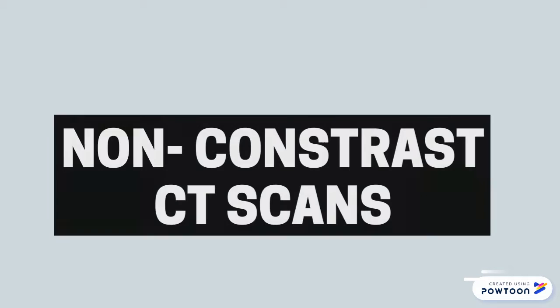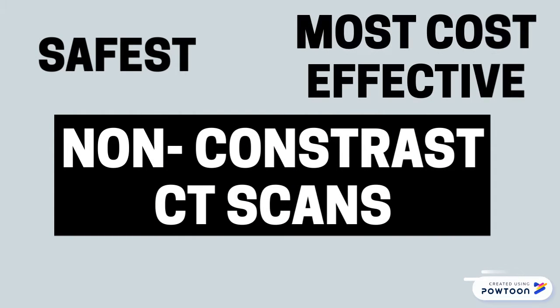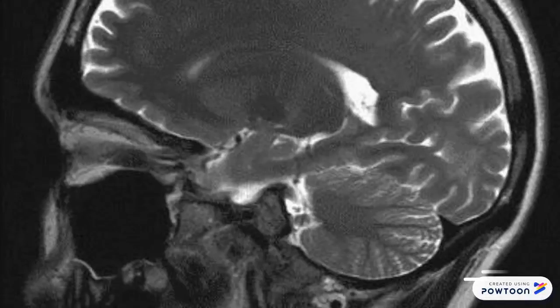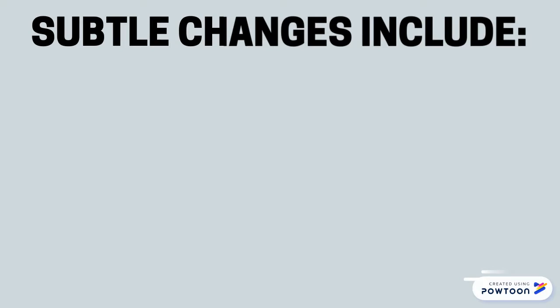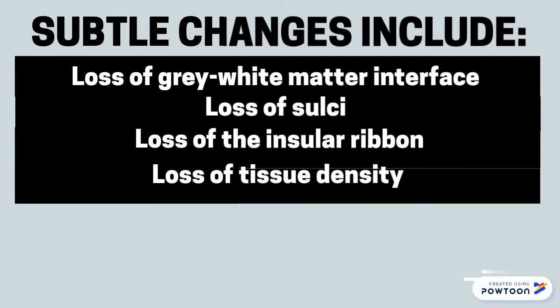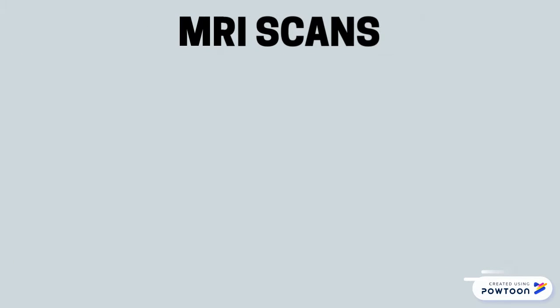An immediate non-contrast CT scan should be used as it is the safest and most cost-effective strategy. A CT scan uses X-rays and a computer to take many images of a cross-section of the patient's body. CT scans will reveal changes in the brain as a result of infarction. However, these changes are very subtle and can easily be missed.